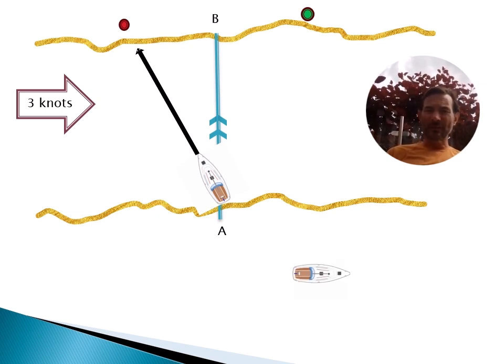So that's our course to steer. In a river, it's easily conceptualized. And we'll have a look at what happens in open water. We'll also have a look at what happens to our boat speed.